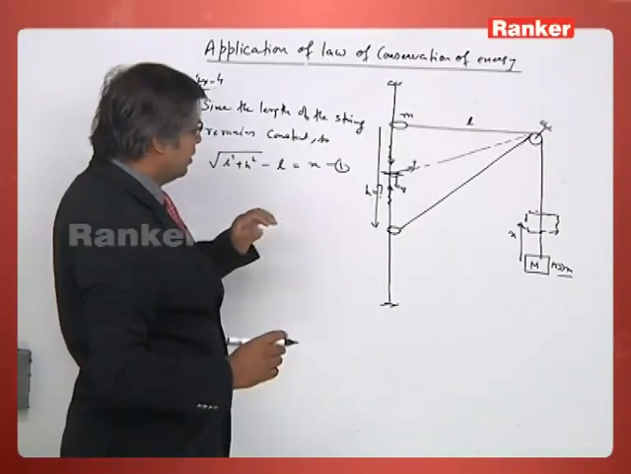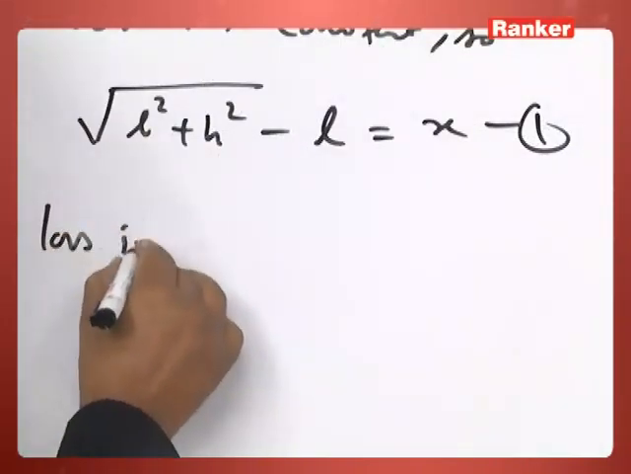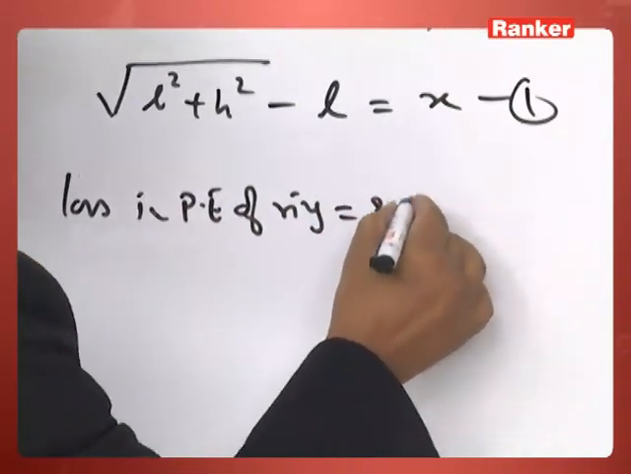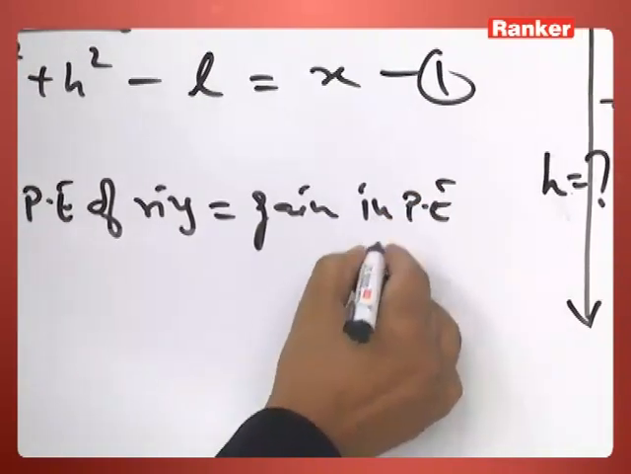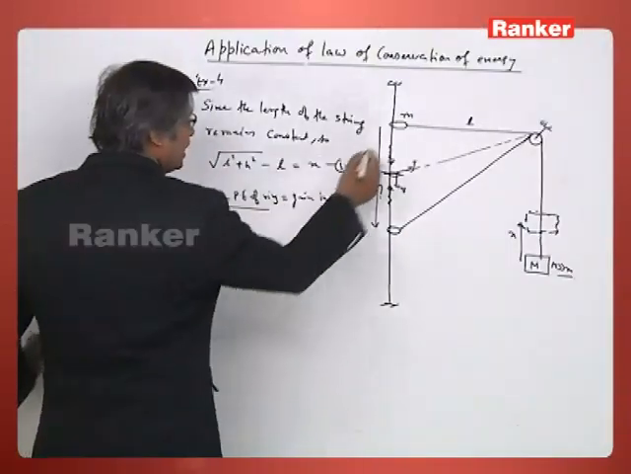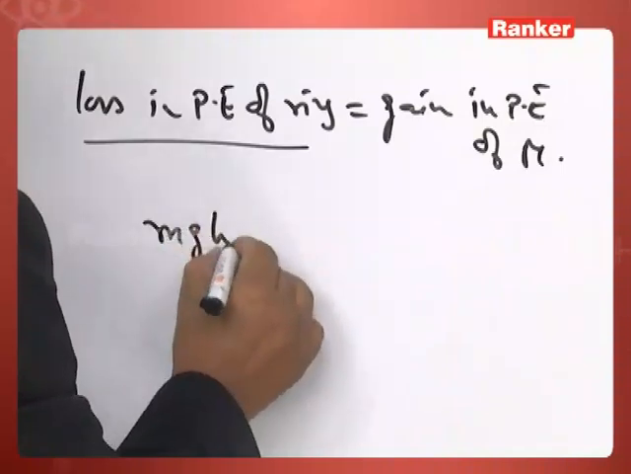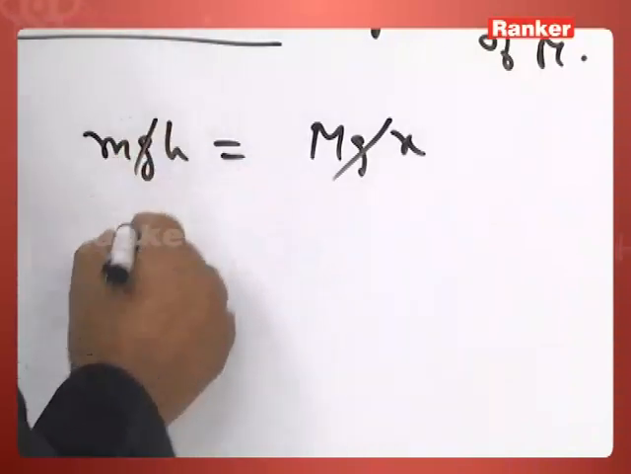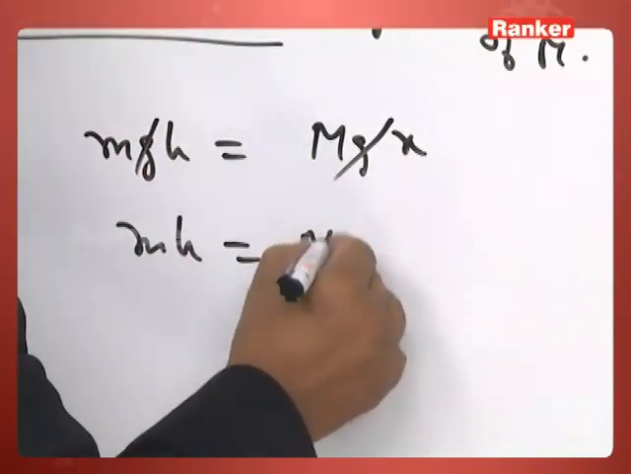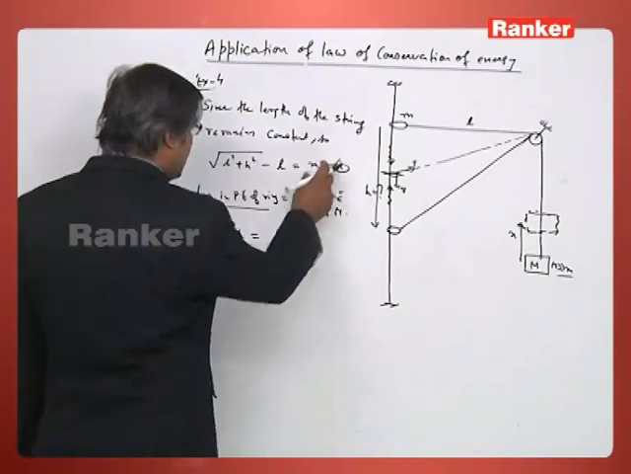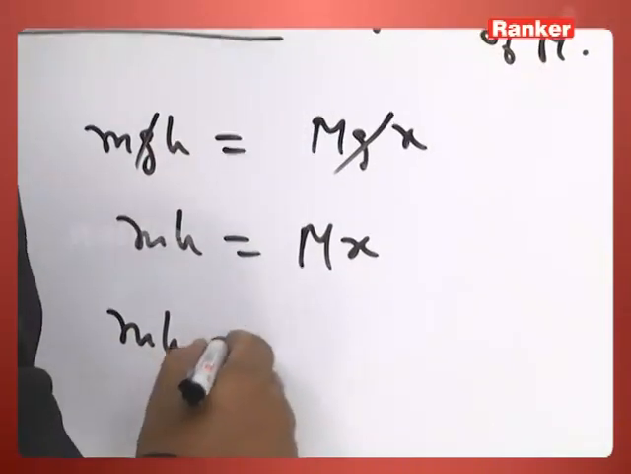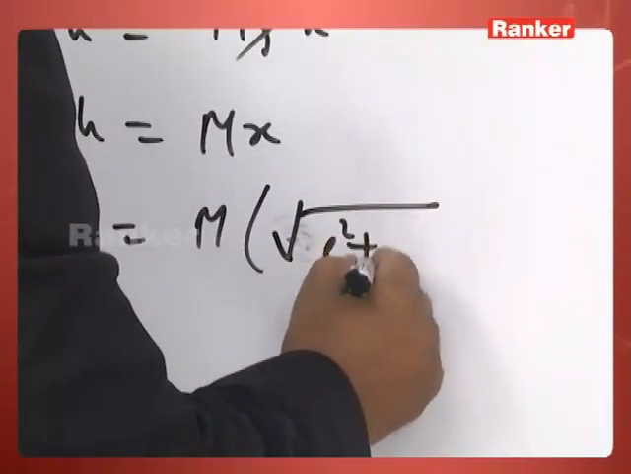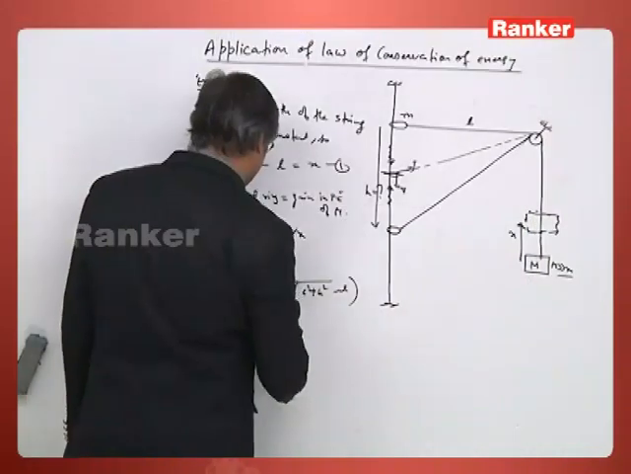So now loss in potential energy of ring is equal to gain in potential energy of M. Loss in potential energy of ring is mgh, which is equal to gain, which is Mgx. So g cancels, mh is equal to Mx. So x value will be put here. So mh is equal to M, x value is root over L square plus H square minus L.